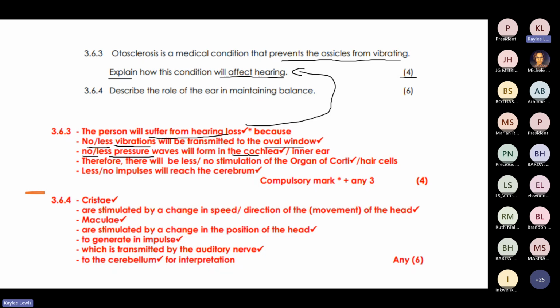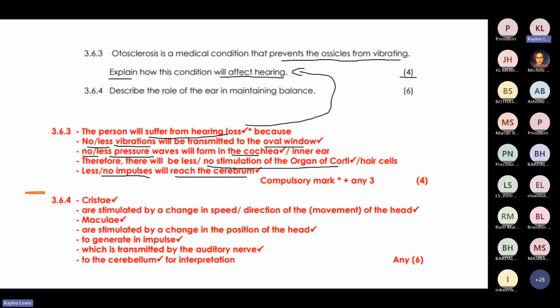And if there's no pressure waves in the cochlea, the organ of Corti won't be stimulated. So the hair cells on the organ of Corti won't be stimulated. And therefore, if it's not stimulated, no impulse will be created and no impulse can go to the cerebrum. And again, you need to mention the part of the brain that it is going to. So here it's important that you explain it step by step, like I was showing you earlier on. If ossicles can't work or can't vibrate, then you go, well, that won't happen, etc.